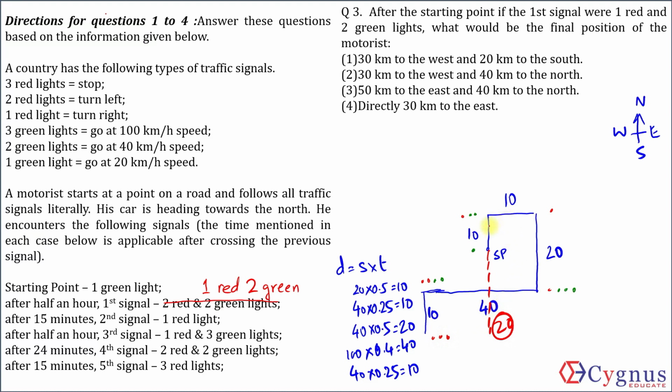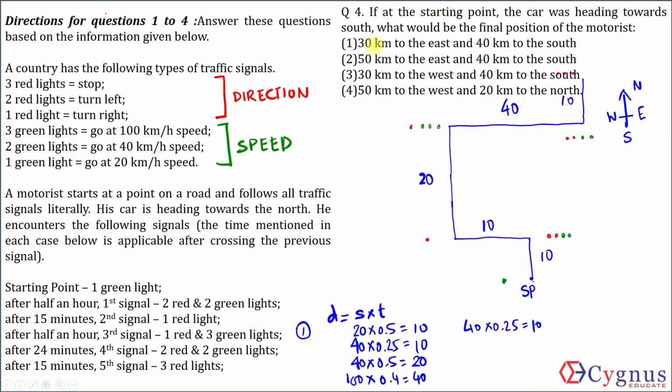And in the east-west direction, he's traveled 10 kilometers towards the east and 40 kilometers towards the west. That leaves a net 30 kilometers towards the west. So this person is 20 kilometers towards the south and 30 kilometers towards the west. Answer option 1 is the correct answer. Let's go to the next question.